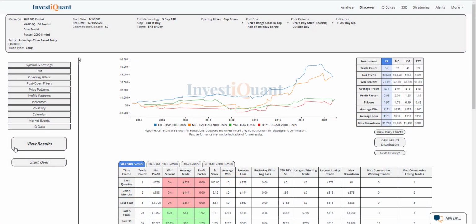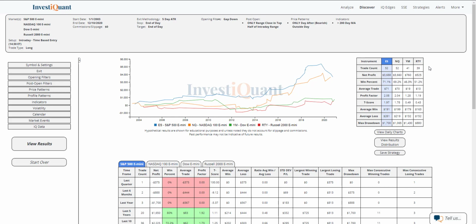And here we go. So these are the results of going long at 2:30 p.m. Eastern time, exiting at the close, 4:15 p.m. Eastern time, when you gap down following a bearish outside day. This has taken place above a 200-day simple moving average, and at the time of your entry, you're trading in the top 50% of the intraday range. So historically, this pattern has 52 samples in the S&P, 52 samples in the NASDAQ, 41 samples in the Dow, and 39 samples in the Russell.